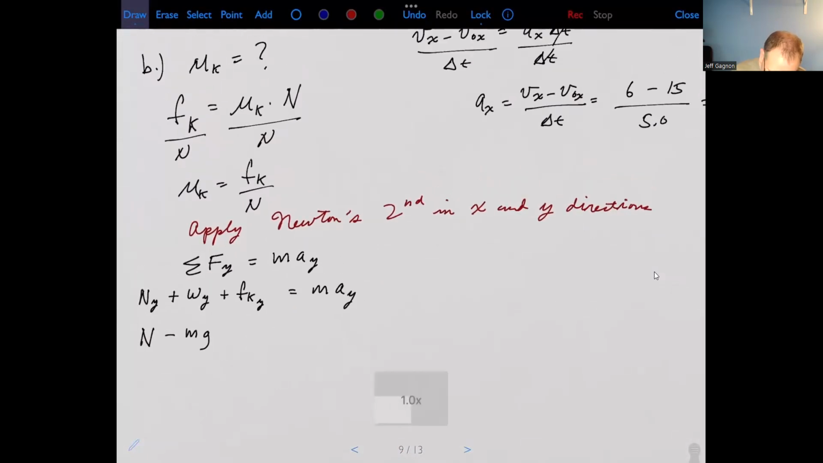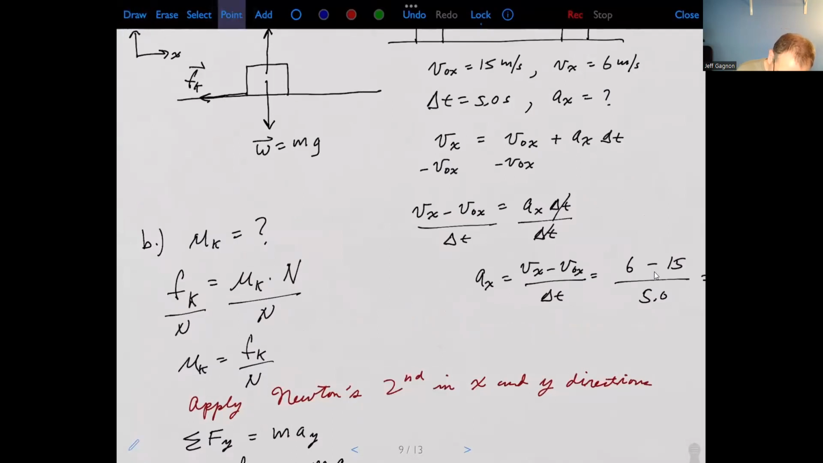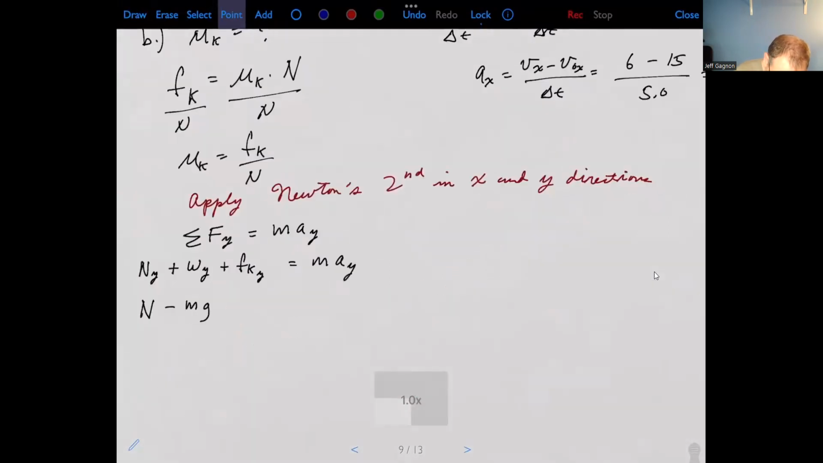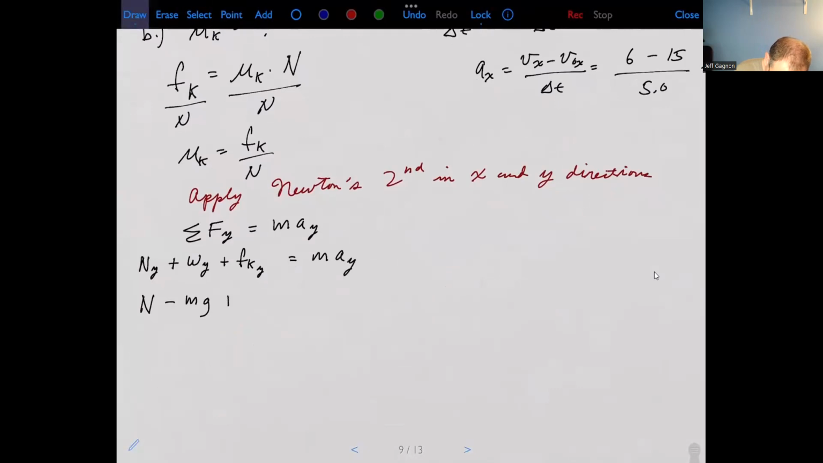And then what about the frictional force? So that's a vector pointing to the left. So how much of that vector is in the y direction? None of it, right? It's all in the negative x direction. It's none in the y. So this component here is going to be zero.